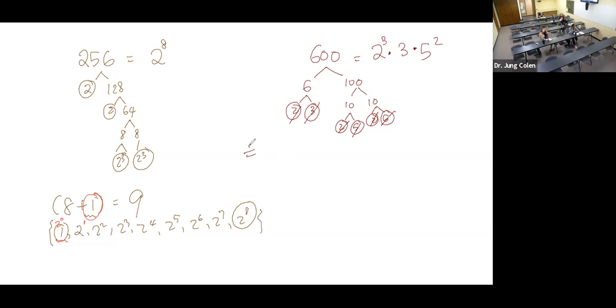And let me ask you about the number of dividers. How many dividers does 600 have? 3 plus 1 times, here's a hidden 1, 1 plus 1 times 2 plus 1. Why do we add 1? Because we didn't count the zeros column, right?